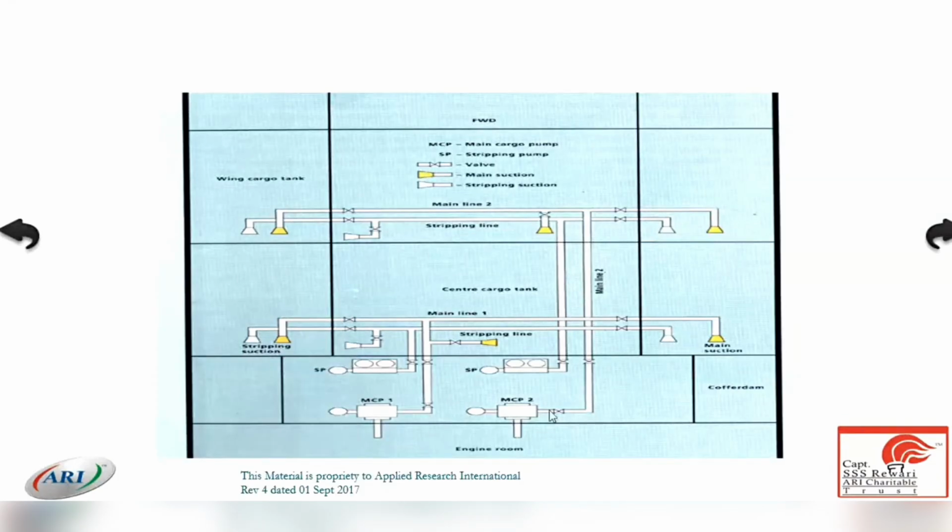Here you can see this is one group, or this is number 2 pump, which is connected to 3 tanks, these 3 tanks, and another pump is here which is connected to the other 3 tanks. So it becomes 2 groups. And you have 2 stripping pumps. One is connected to the aftermost tanks and one is connected to the forward tanks. Too many pipelines, too many valves again.